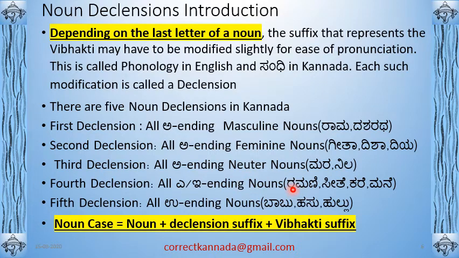Examples of these nouns are Ramani, Site, Kare. Kare means like a tank or a small pond. Mane is house. Now then fifth declension, all U ending nouns, like Babu, which is also a person's name. Babu, Hasu, Hullu. So these are the fifth declension, where the U ending applies to all nouns.